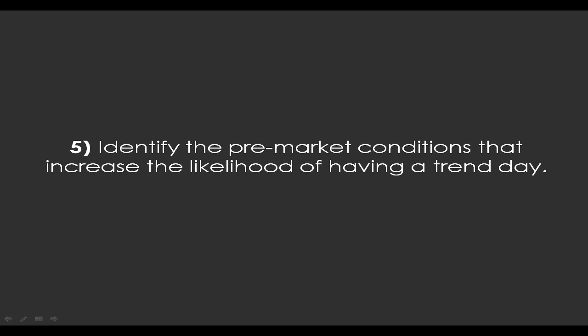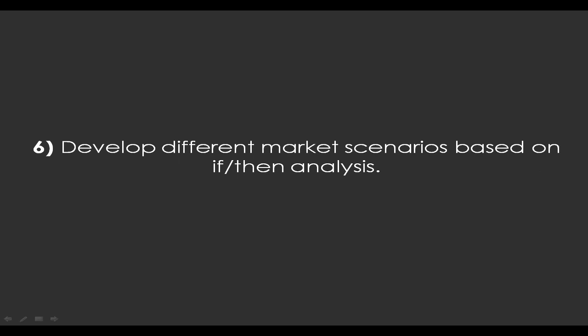All right, and then finally, the 6th step is to develop different market scenarios based on if-then analysis. And what this means is that now that you have all this information, you've done your top-down multi-time frame approach, you have the market context, you understand what are the major key reference areas that will likely provide great support or resistance, and you've drawn them in. You know the economic release environment, the general average true range and volume environment, and you're aware of the pre-market conditions that can influence how likely we are to have a trending day or not.